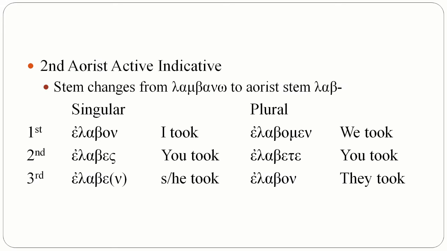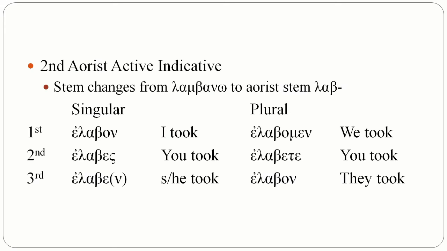And with this one, you're going to have the epsilon augment at the beginning, just like the first aorist. But unlike the first aorist, there is no sigma that is added to the end of the stem. And then these endings are actually the endings of the imperfect tense, which I haven't covered here. But the imperfect we covered in chapter 7 of last year's textbook. And the endings then look like this: elaban, I took; elabes, you took; elaben, she, he, or it took.